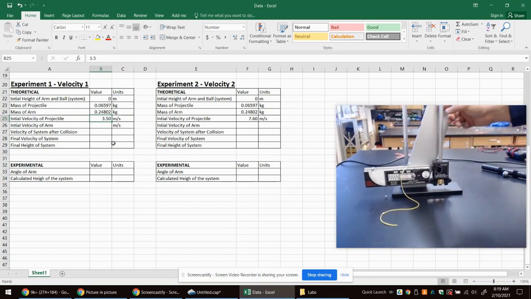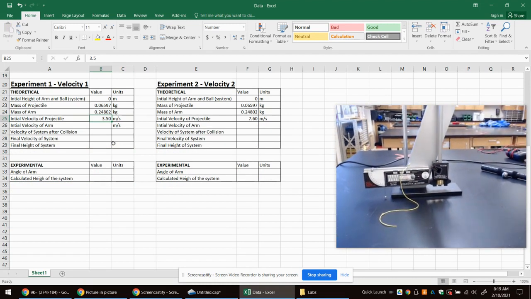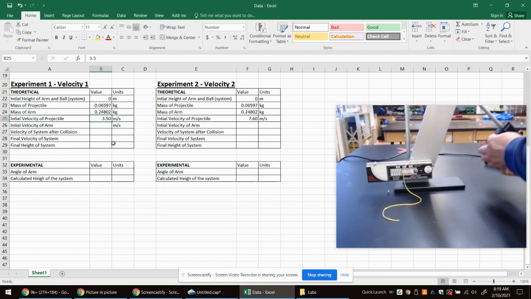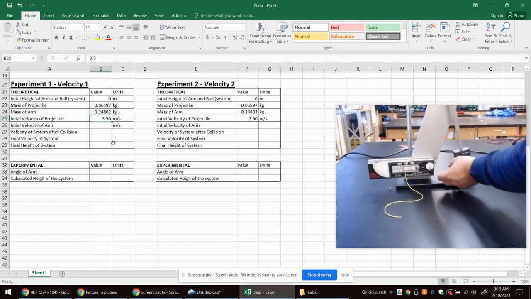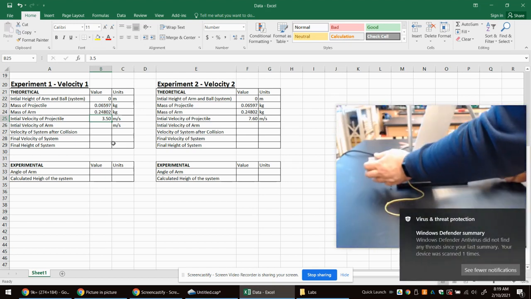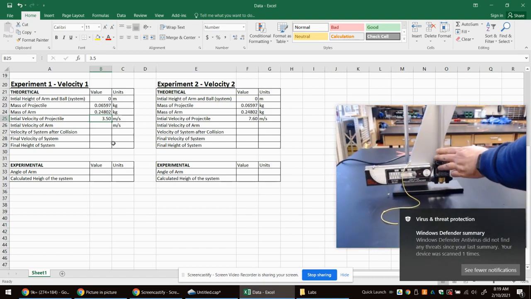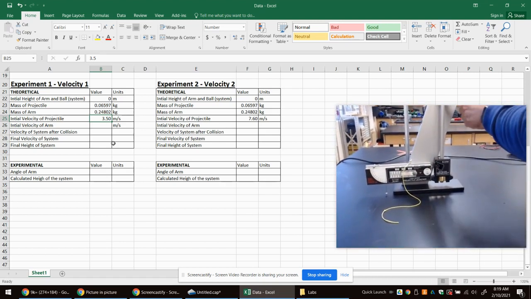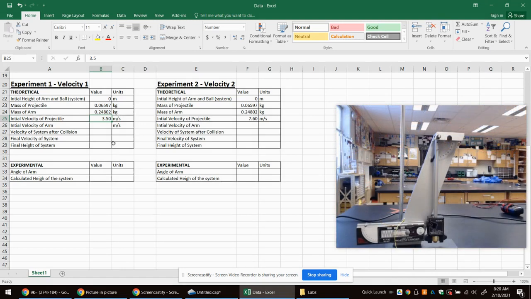So initially we're down here. We're going to take the ball. I'm going to set it in here before we get too far along, and I'm going to set it at the first click. Okay, and it's now down at the first click. Set my angle. Initially the arm is not moving. Everything is sitting there at rest, so 0 meters per second. That's the same for both trials.